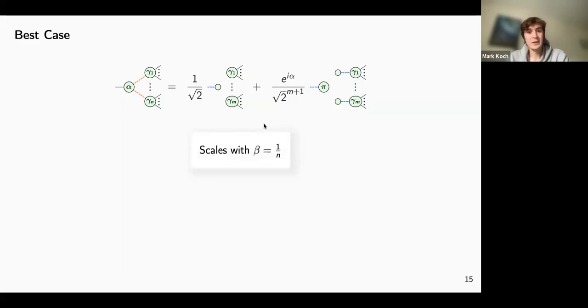Right? So this means if we find one of those instances in a diagram with n triangles connected, then this would correspond to a beta scaling of 1/n, which is really good. In particular, as soon as n is greater than 1, so as soon as there are at least two triangles here, this is always better than any other decomposition we found.